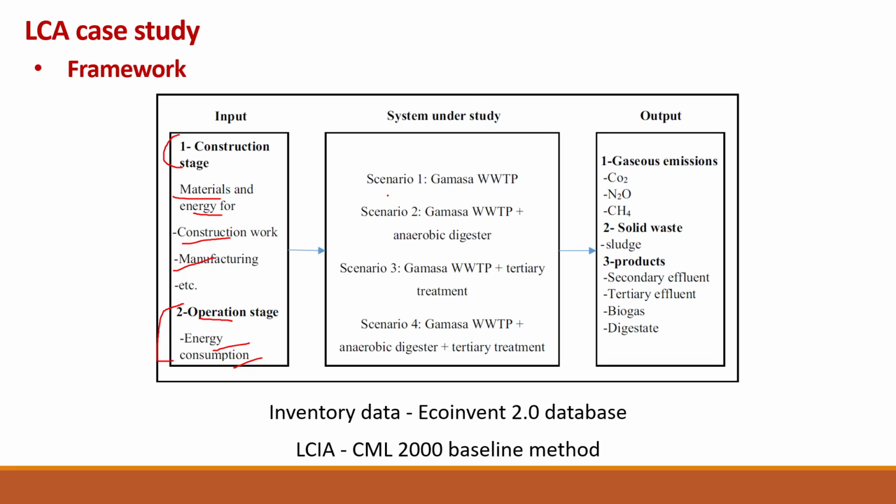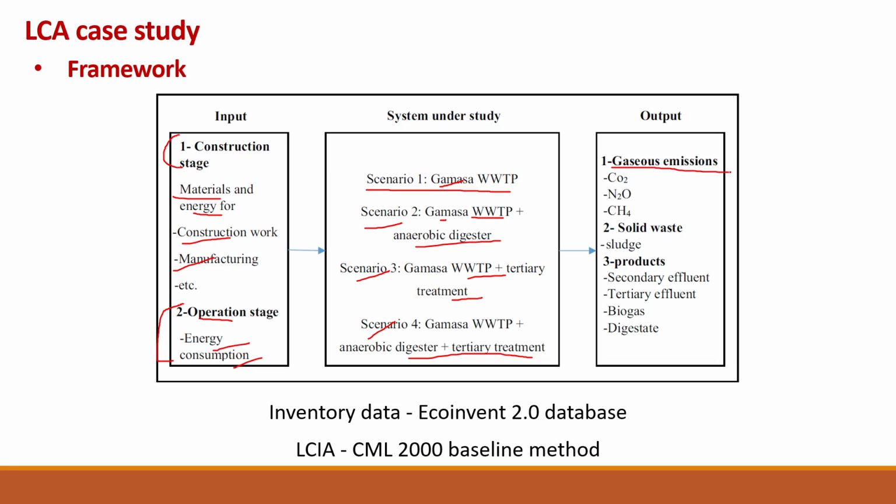Now the system under study, so this is the existing wastewater treatment plant. Then they have given 3 improvement scenarios. One is the existing plant, second is the existing plant plus anaerobic digestion, third is the existing plant plus tertiary treatment, and in the fourth they have included both anaerobic digestion and tertiary treatment.